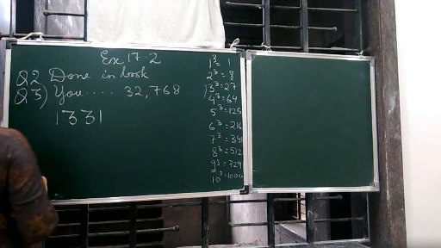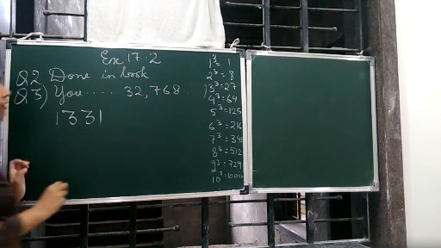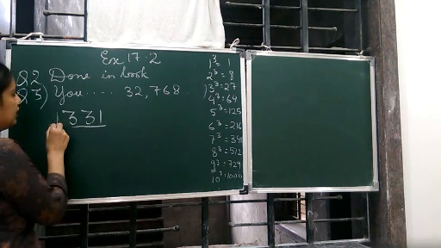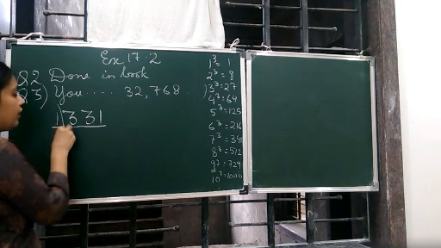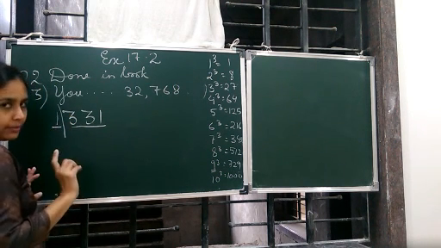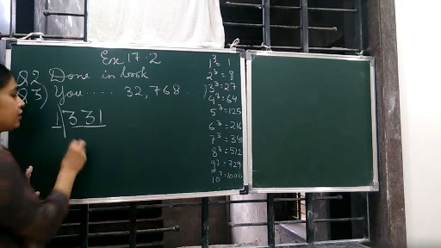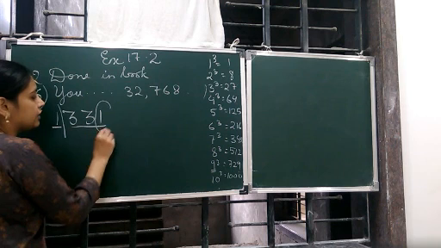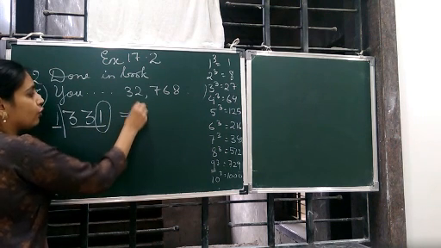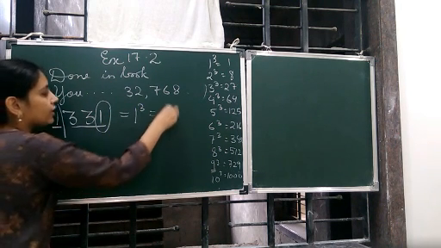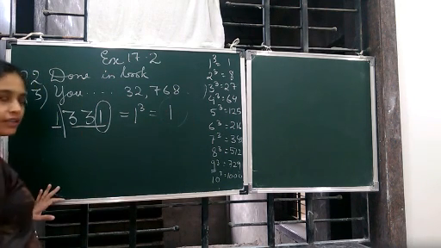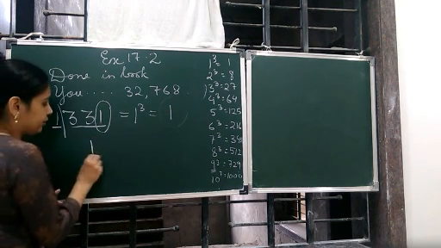Here. So what to do first thing? Make the groups. So this is the first group and this is the second group. Okay, we got 2 groups, that means our answer will have 2 digits. Now in the first group we take the last digit, we find the cube of it. Cube of 1 is 1. So what is the digit in the ones place? 1. That means 1 will come here.